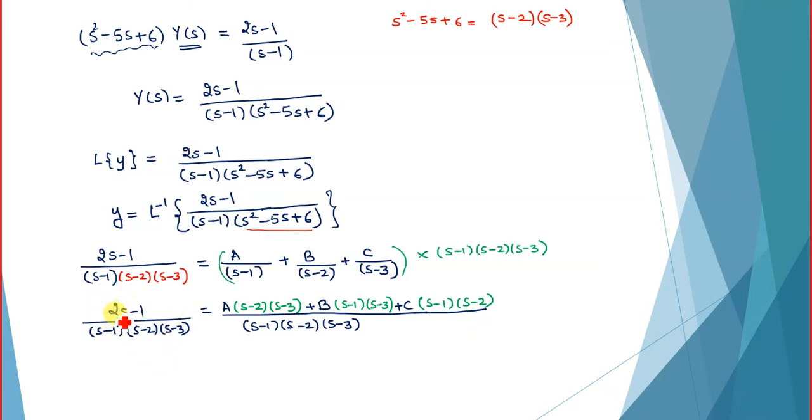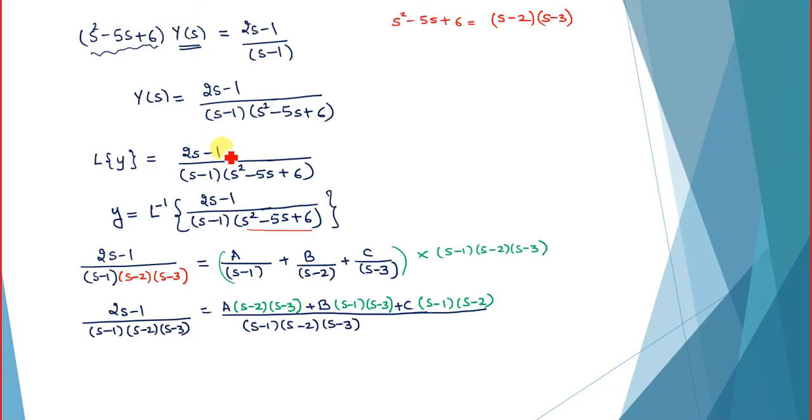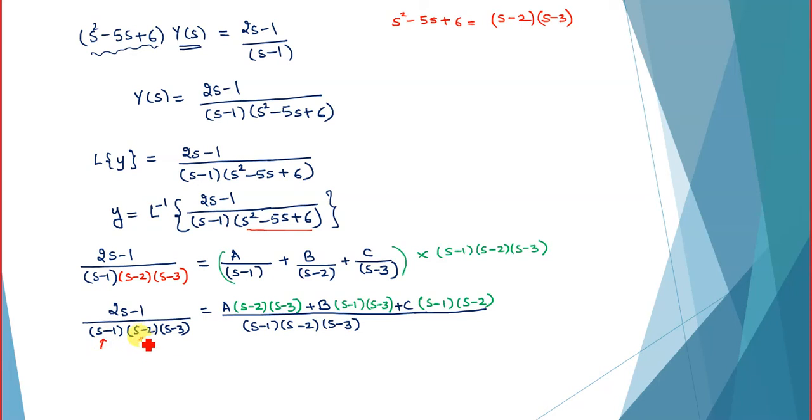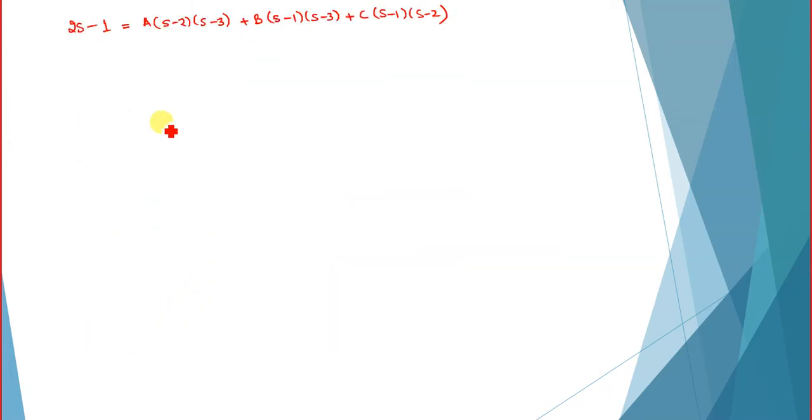So it will give you 2s minus 1 equal to a times s minus 2, s minus 3, plus b times s minus 1, s minus 3, plus c times s minus 1, s minus 2. So let's write it over here. 2s minus 1 equals a times, with a we have 2 and 3, s minus 2, s minus 3, plus b times, with b we have 1 and 3, s minus 1, s minus 3, and with c we have s minus 1, s minus 2. Now as we have three constants a, b and c, we have to substitute three different values of s. Those values we get from here: s is equal to 1, 2 and 3. So let's work on it.